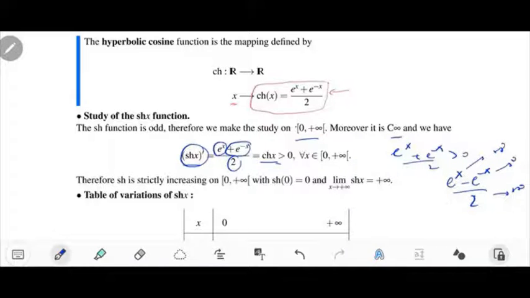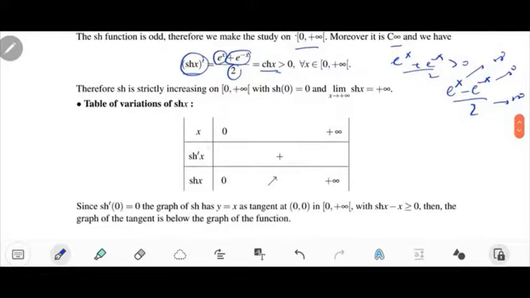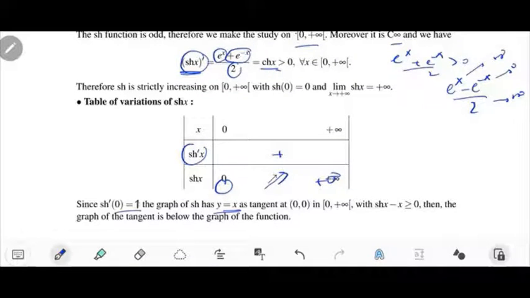So we have all this, and we can draw the table of variations that says that for x between 0 and plus infinity, sh prime is positive, the function is increasing from 0 to plus infinity. And since the value of the derivative at 0 is equal to e^0 plus e^0, so it's 2 over 2, equals 1, then the graph of sh has y equals x as tangent at the point (0, 0).